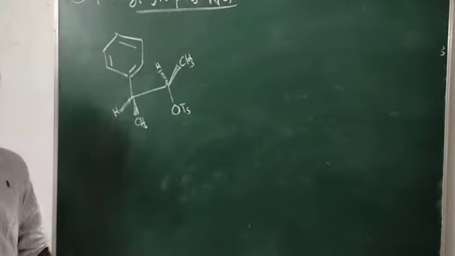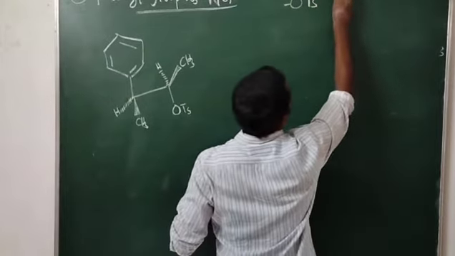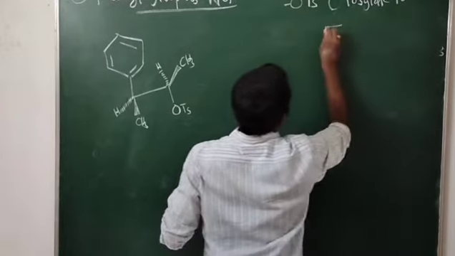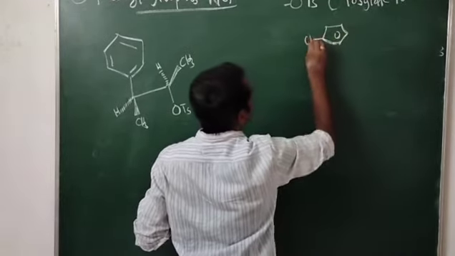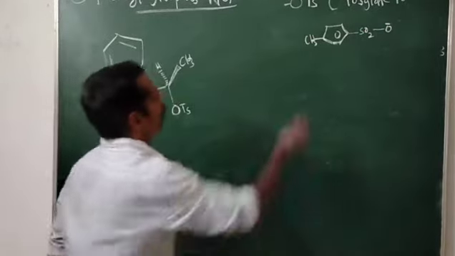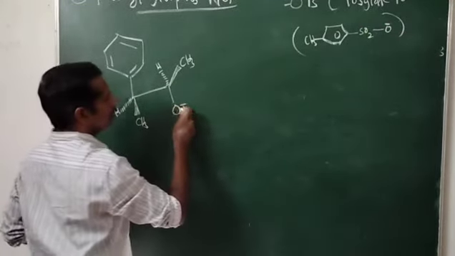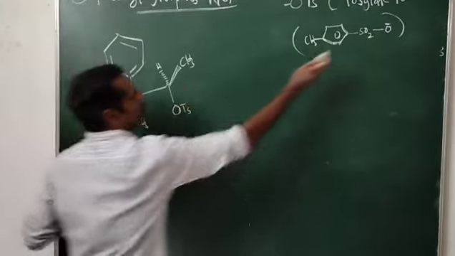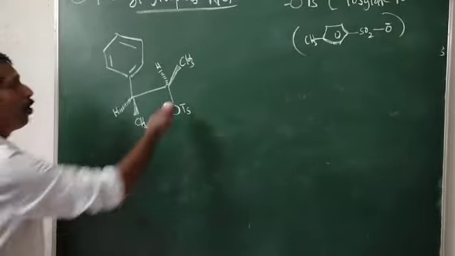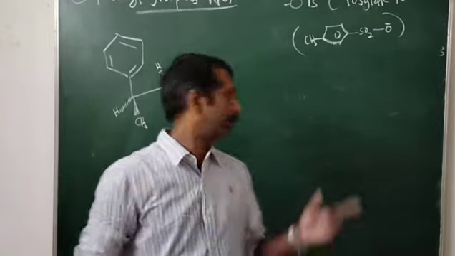What is OTS? OTS is a tosylate ion. Its structure is CH3, SO2, O minus. This is tosylate ion. Okay. This O minus is here. And what is OTS? This O, then SO2, then ring, CH3. That is OTS. This OTS is a better leaving group. It can immediately leave the substrate molecule. So here it is OTS.